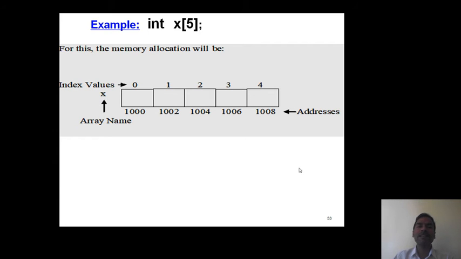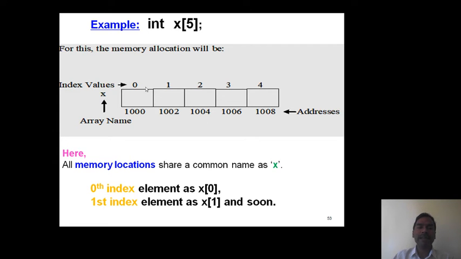Now in a single dimensional array, to access any location we use the format x[index value]. So if you are interested in accessing the 0th index element, it can be accessed as x within square bracket 0. If you are interested in accessing the third location, we place x within square bracket 3. In such a way, it is possible to access those locations.